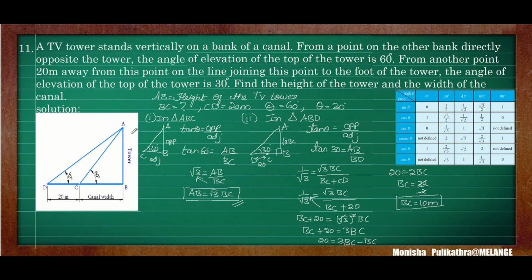Next is the height of the tower, it is AB. We know that AB is root 3 BC. Since BC is 10, AB will be 10 root 3 meters. So this BC is the width of the canal and AB is the height of the tower. I hope you understood this.